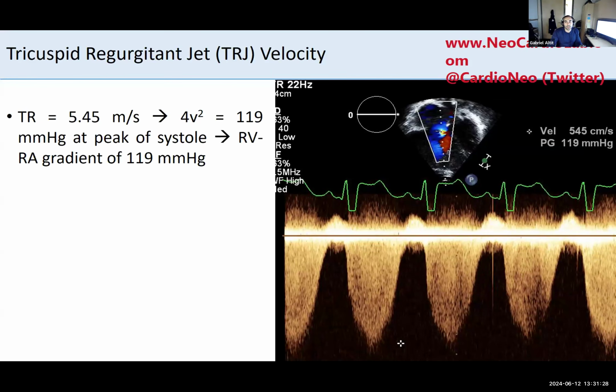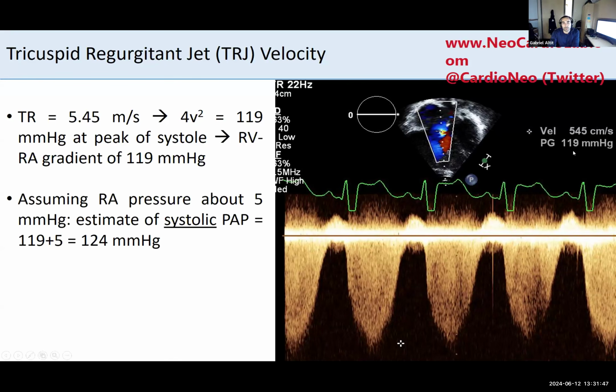And so we use the Bernoulli equation, and we convert the velocity that we obtain at the peak of systole into a pressure gradient. And so you are able to get an RV to RA gradient, which, if we have an estimate of our RA pressure, can give you an estimate of RV systolic pressure. So in this case, if we have 119 millimeters of mercury at the level of the TR, and you add 5 of estimated RA pressure, which is probably underestimated if you have diastolic dysfunction of the RV, which will increase your RA pressure, you would get about 124 to 130 millimeters of mercury at the peak of systole in your RV.